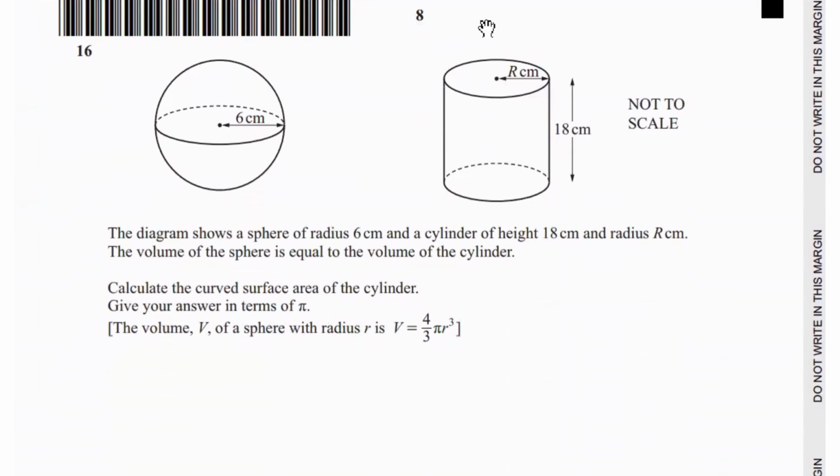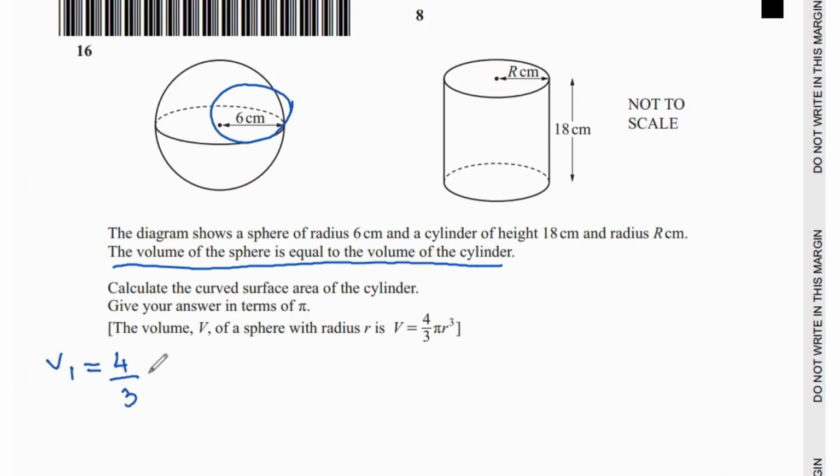Question 16 says diagram shows a sphere of radius 6 centimeters and a cylinder of height 18 centimeters and radius r centimeters. The volume of the sphere is equal to the volume of the cylinder. Calculate the curved surface area of the cylinder, giving your answer in terms of pi. So they've already given us the volume of the sphere, which is V equals 4/3 pi r cubed. So using the radius, we can find the volume.